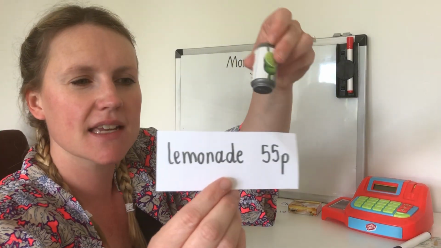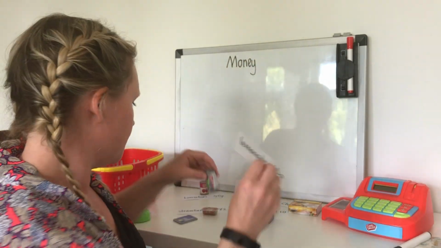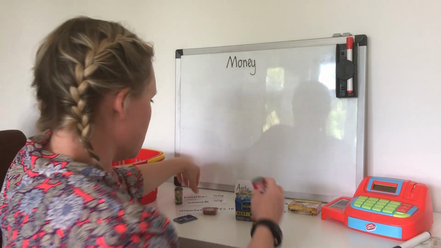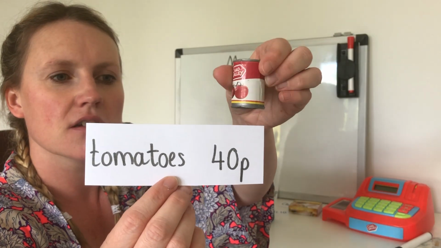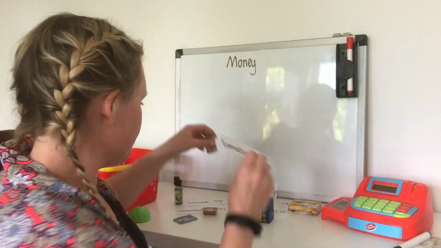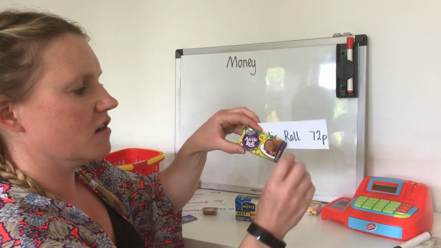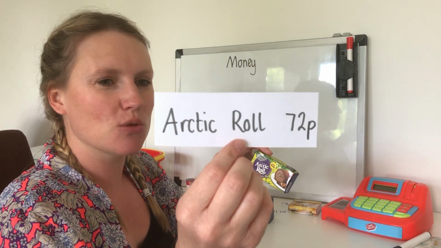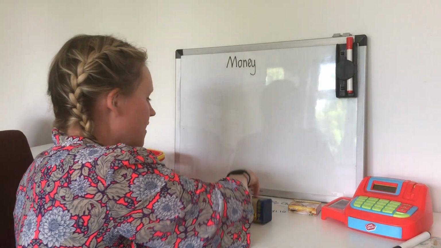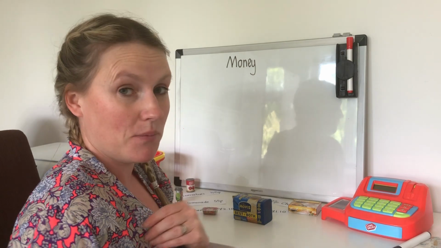We've got some lemonade. How much is the lemonade? 55p. We've got some tomatoes. How much are the tomatoes? 40p. And, oh, yummy, some dessert. We've got an Arctic roll. And how much is the Arctic roll? 72p.